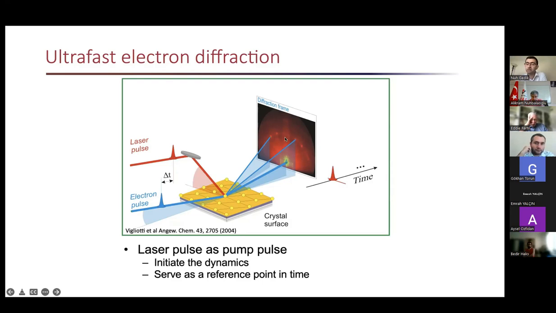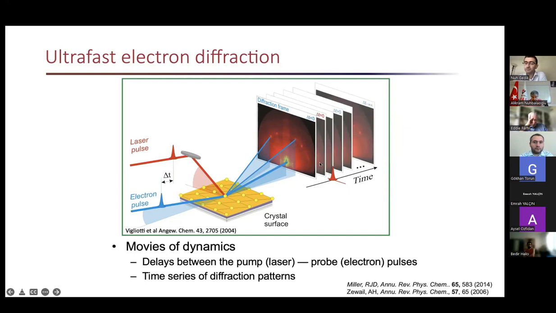The nice thing about this is I can control the time difference between the electrons and the light by just making one of the paths longer or shorter. That way, by taking snapshots at different time delays, I can basically make a movie. I can take the diffraction before I kick with the light, at exactly the same time the light pulse arrives, or later. And when you put all these together and run this, you literally see a movie.